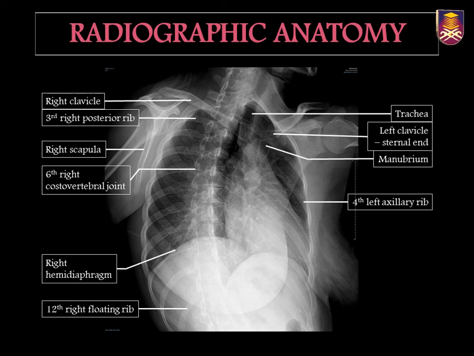One of the basic needs to be a good radiographer is to have a solid knowledge of radiographic anatomy. This labeled image shows among the structures that can be identified on oblique projection of the rib. We should be able to identify the right clavicle, corresponding level of the posterior ribs, the right scapula, the right hemidiaphragm, 12 right floating ribs, air-filled trachea, sternal end of the left clavicle, the manubrium, and the corresponding left axillary ribs. It is very important for a radiographer to identify the structures precisely.